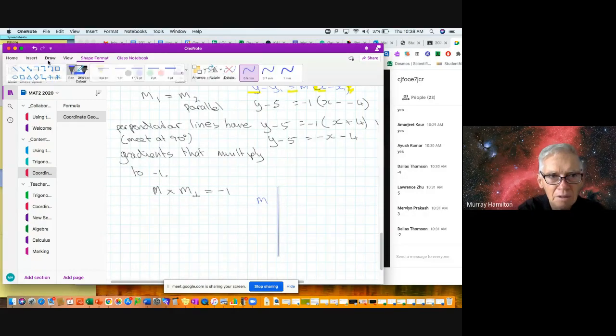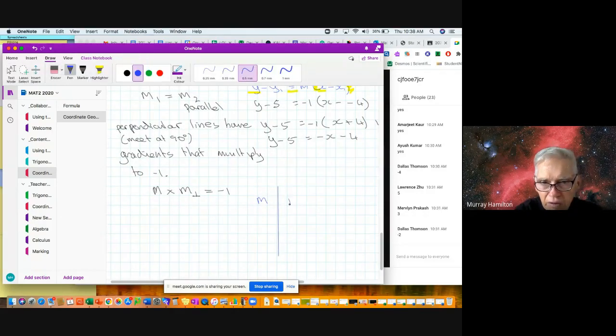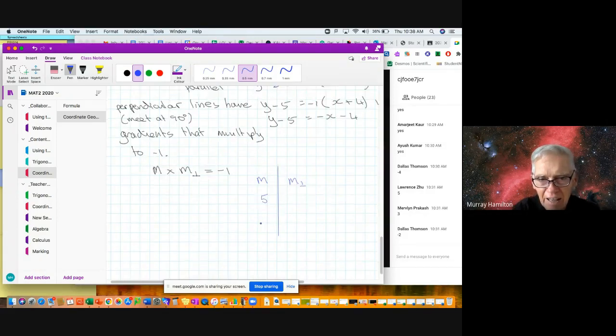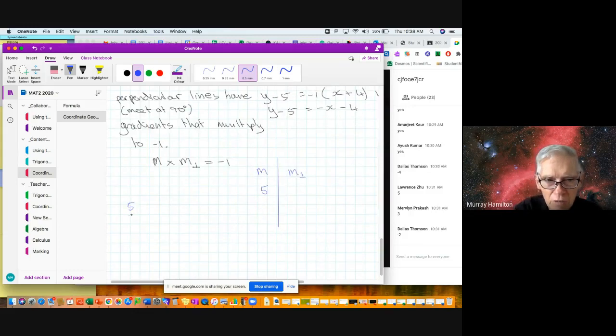Okay, now I'm going to draw here the perpendicular. So if I have a line that is 5, as a fraction that is 5/1, I turn it upside down, 1/5, and I put a negative there. So one is going to be positive and one is going to be negative. And they'll multiply now to -1. Let's do a few more examples. Say I have 1/3.